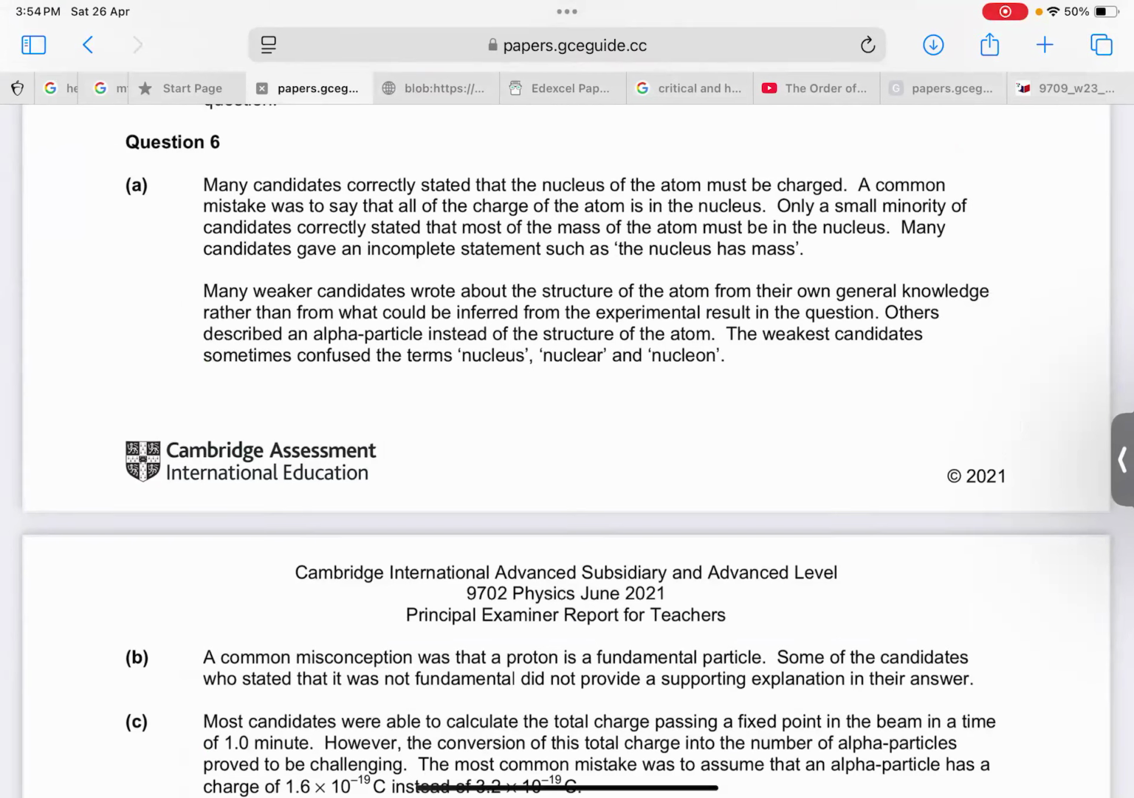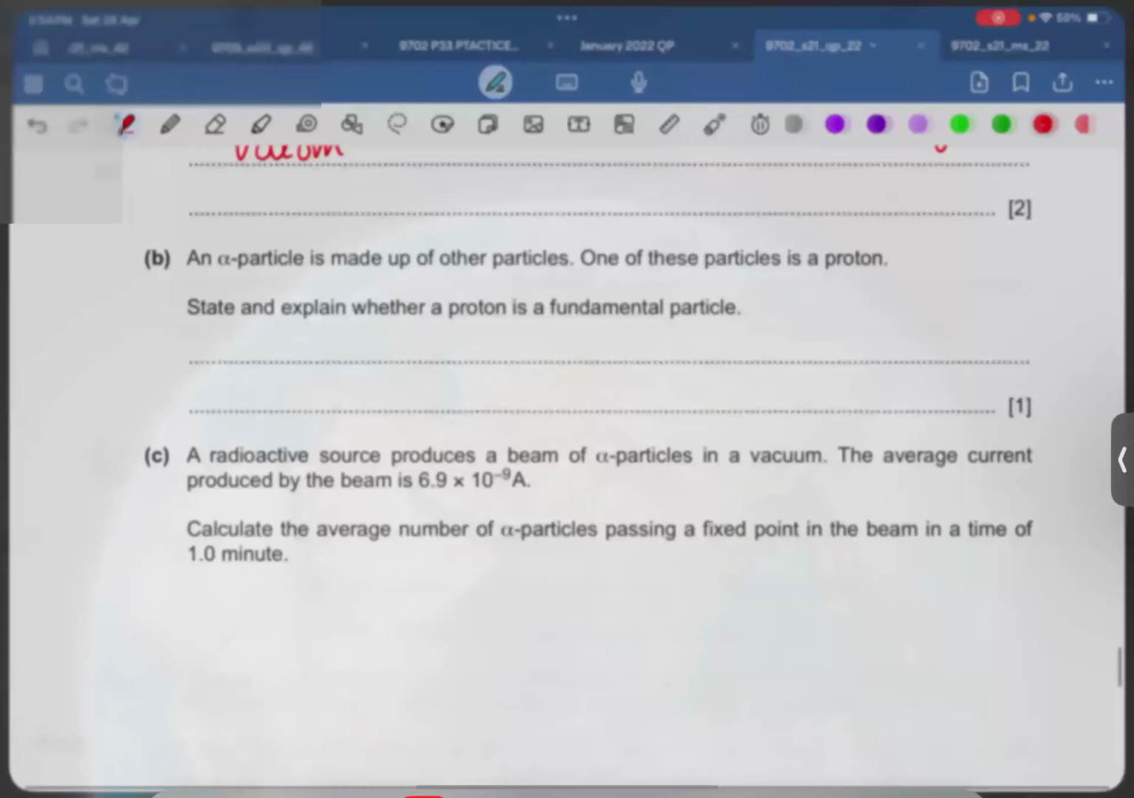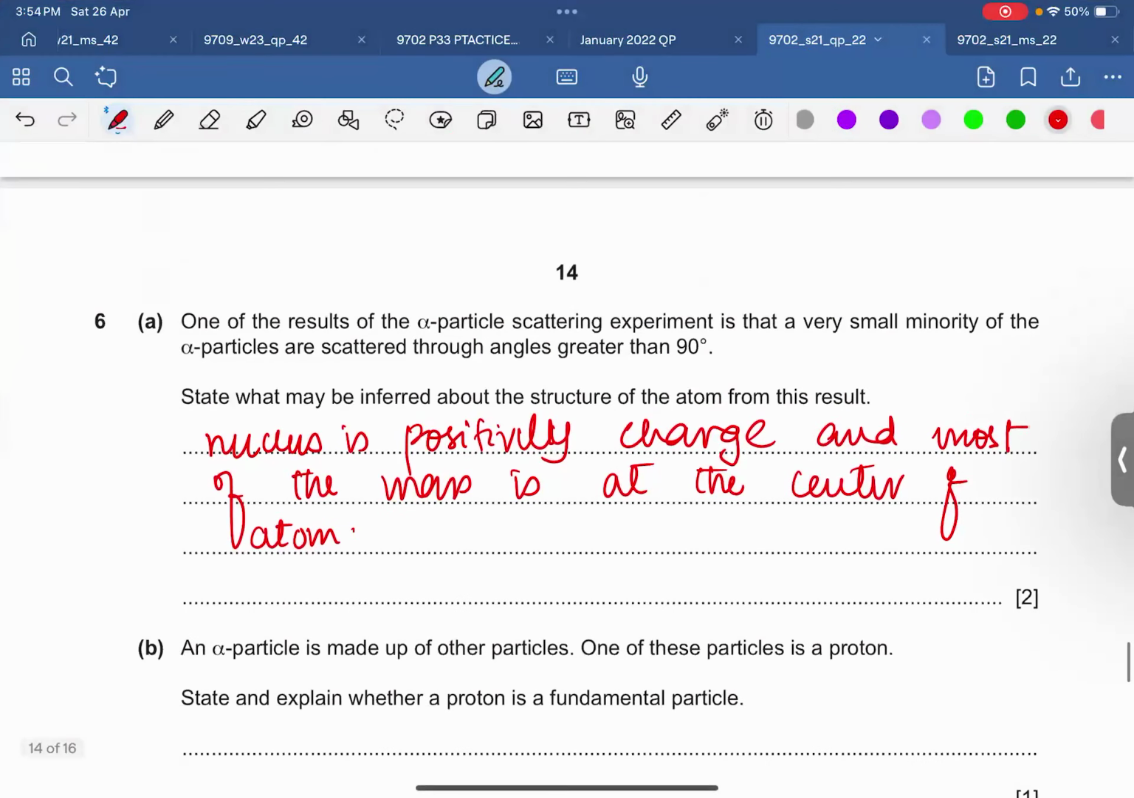No, actually, this observation doesn't show that. They're saying that most of the deflection is greater than 90 degrees. This shows that the center of the atom is mainly charged and has most of the mass. So that is why it causes the reflection.